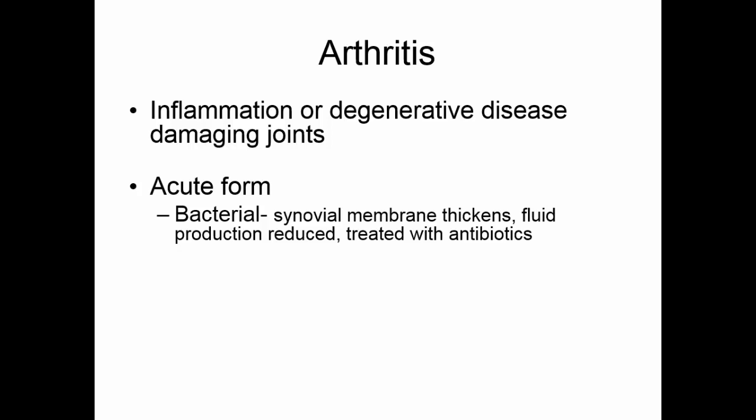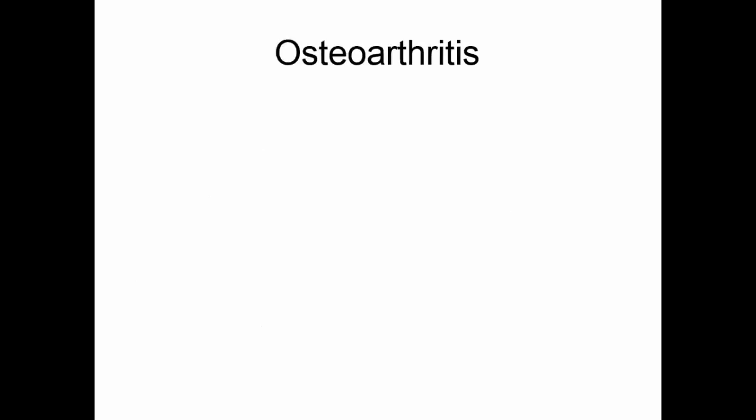If you have strep throat that goes untreated, you may get bacterial arthritis. The same is true of gonorrhea. Gonorrhea can go to the joints, and you can have gonococcal arthritis. The most chronic forms of arthritis are what we typically think of as arthritis. We have osteoarthritis, rheumatoid arthritis, and gout.